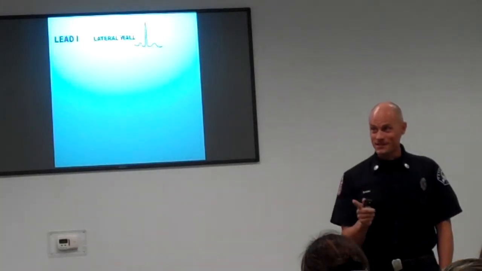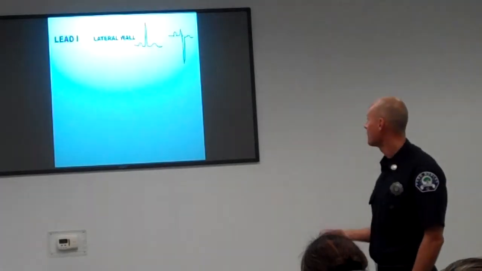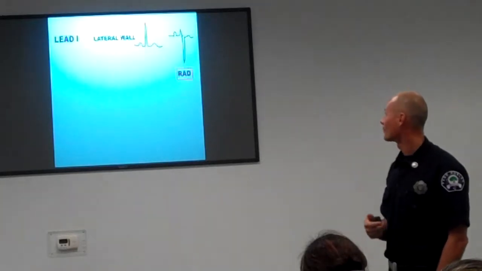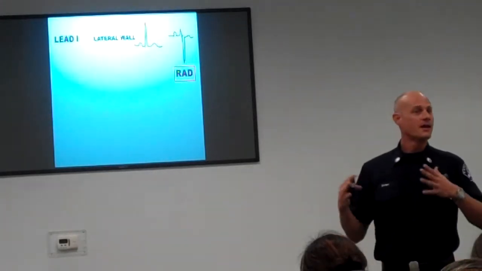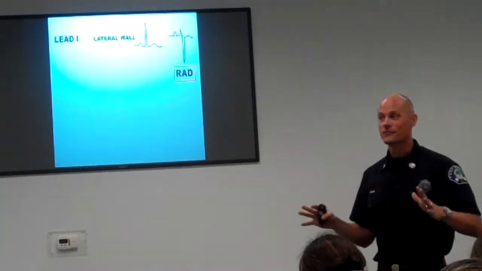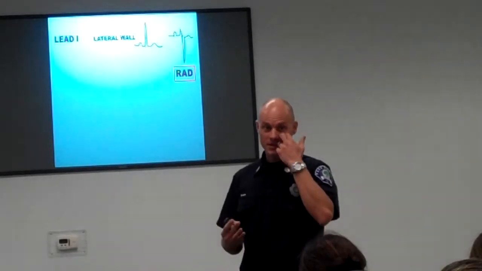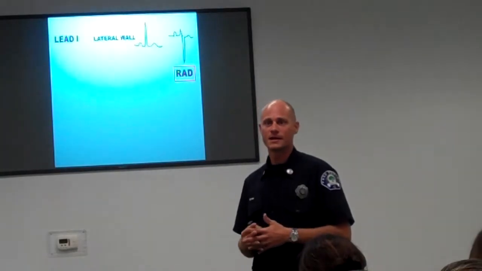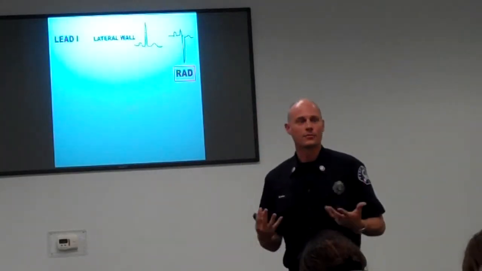If, for some reason, it's not positive and you have a negative deflection in lead 1, you now have a right axis deviation. Okay? It could be caused by 100 different things. Could easily be 10 different things. It could be caused by pulmonary embolism. It could be caused by right hypertrophy.